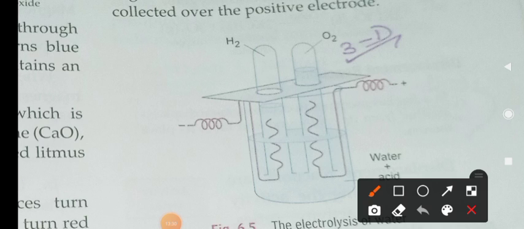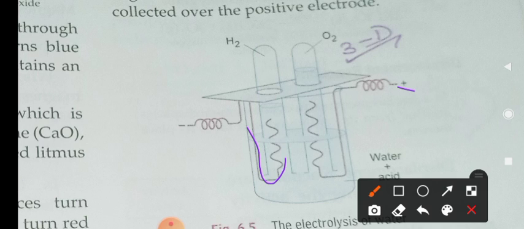Remove the insulation from the ends of the two thick wires. Insulation means the plastic wrap around the wire, which has to be removed. Introduce them into the test tubes as shown in the figure. Like this you have to insert the wires, connect the wires to a battery, and pass a current.